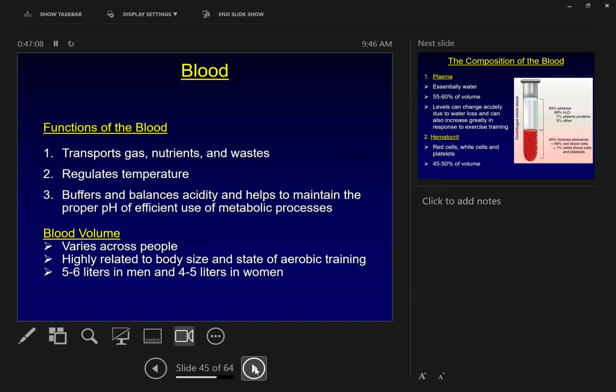Blood volume is highly related to body size and state of aerobic training. For bigger people, you need X amount of blood per X amount of tissue, and that ratio stays pretty close. But if you're highly aerobically trained, you have a larger blood volume than somebody who's not as highly trained.